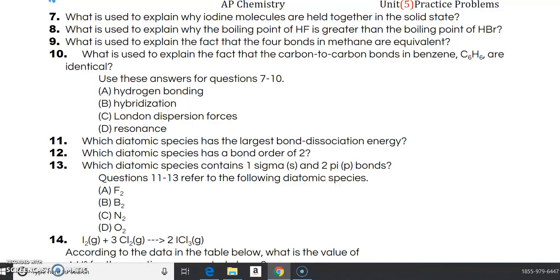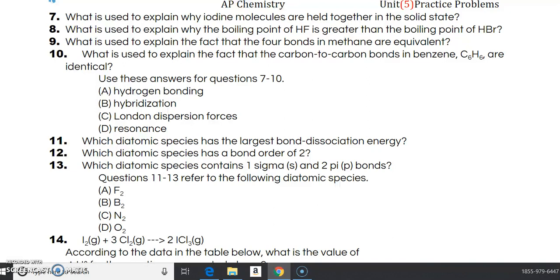Number 11, 12 and 13, we're referring to A through D again. Okay, so which diatomic species has the largest bond dissociation energy? So the question is really asking, which is harder to break the bonds? Well, if you draw the Lewis structures of these diatomic molecules, letter C contains a triple bond. Yes, nitrogen to nitrogen has a triple bond. Therefore, it takes more energy to break a triple bond than it does a double bond, like in oxygen, or a single bond, like in fluorine and boron.